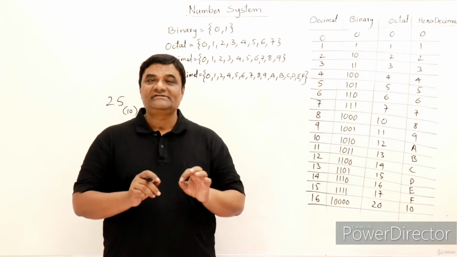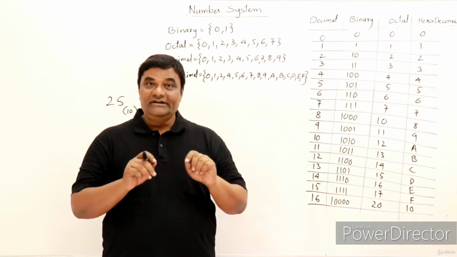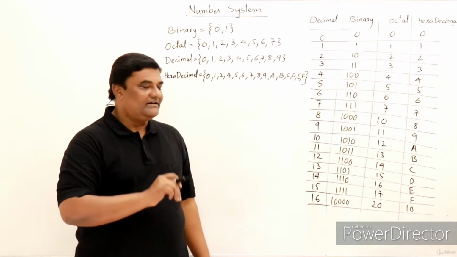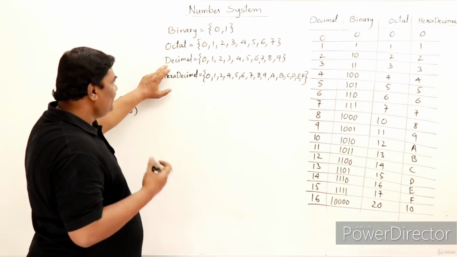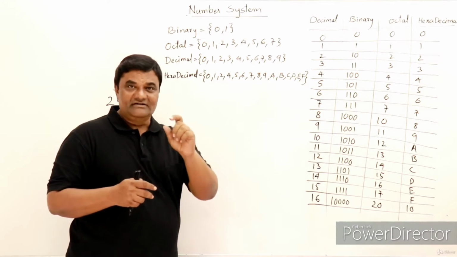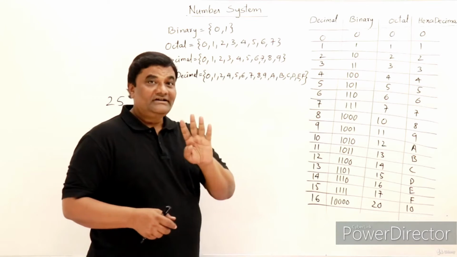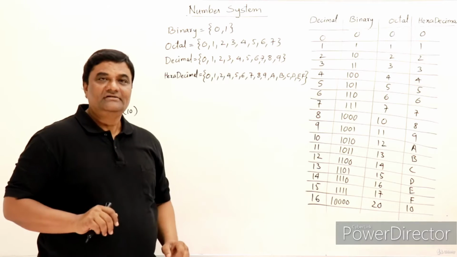Here in this video, I don't want to waste your time. I don't want to go into detail right now. So I'll give you an introduction to the number system. See, basically we use the decimal number system. In the decimal number system, the figures or symbols are from 0 to 9. Total 10 symbols we have.